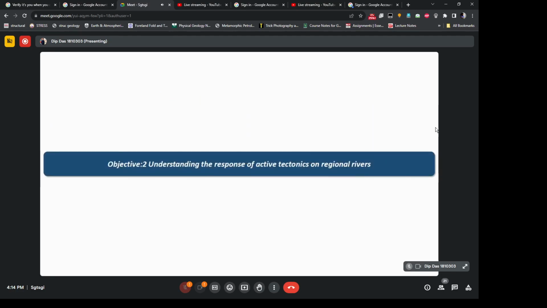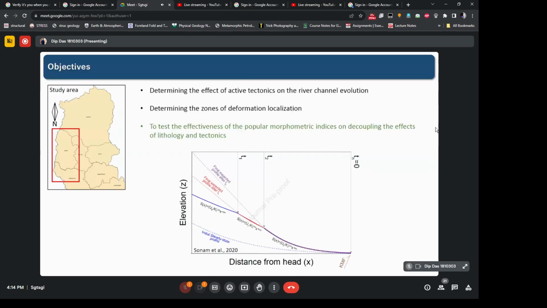Now, moving to objective number 2, which is understanding the response of regional rivers to active tectonics. Firstly, I chose West Sikkim and part of the Darjeeling district. This is basically the Rangit River catchment. As in my objective number 1, I identified from the stress orientation as well as landslides that this area might be an active zone. So I wanted to study how this activity affects the drainage morphology within the area. The objective of this study is to determine the effect of active tectonics on river channel evolution, as I have already mentioned, then to determine the zones of deformation localization, and finally to test the effectiveness of popular morphometric indices in decoupling the effects of lithology and tectonics.